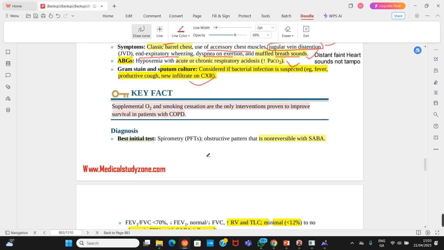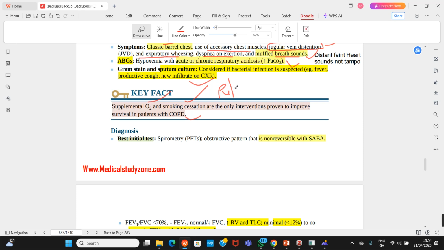Very important: what are the things that we do to improve survival in people with COPD? Give them supplemental oxygen, encourage them to stop smoking. If we don't know anything else in COPD, let's pick these two. Let's just be saying it everywhere. Say it to your friends and family: stop smoking, give supplemental oxygen. And the third one is pulmonary rehabilitation, which I'm going to talk about. Those are the things that can improve mortality and survival in COPD patients. Encourage them to stop smoking, number one. Give them supplemental oxygen if necessary.